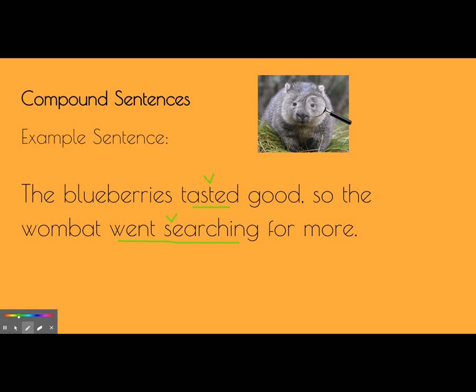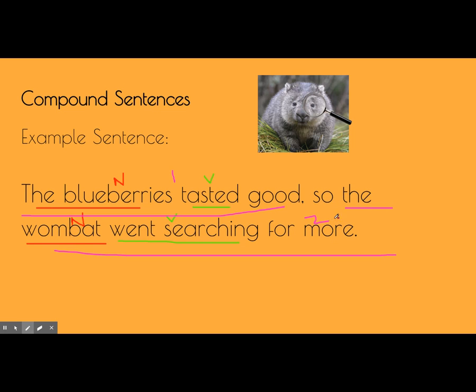Now we need to ask ourselves, okay, who or what is doing the tasting? The blueberries are the things that actually tasted. So the blueberries is our noun here, right? Tasted good. And then the wombat went searching for more. So who's doing the searching? The wombat is, right? So he's our noun. All right, so we have these two separate sentences. The blueberries tasted good. Let me underline that here, with pink. There we go. The blueberries tasted good. That's sentence number one. The wombat went searching for more. That's sentence number two. Okay.